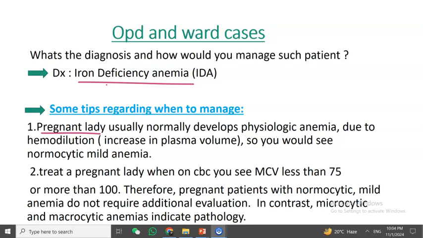But if on the other hand you see the MCV less than 75 or more than 100 in a pregnant lady, you need to manage this patient because it indicates a pathology. Because in contrast to normocytic mild anemia, microcytic and macrocytic anemias require treatment, and normocytic mild anemia does not require additional evaluation and management. So whenever you see microcytic or macrocytic anemia on CBC, you need to manage the patient.